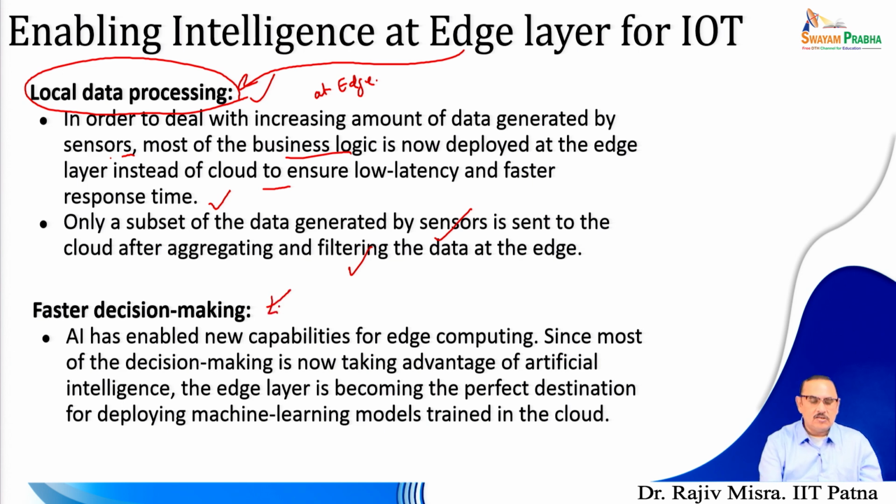Now, this will also have another advantage: enabling intelligence at the edge for IoT will make faster decision making. So, AI has enabled new capabilities for edge computing, since most of the decision making is now taking advantage of artificial intelligence. The edge layer is becoming the perfect destination for deploying machine learning models which are trained in the cloud.